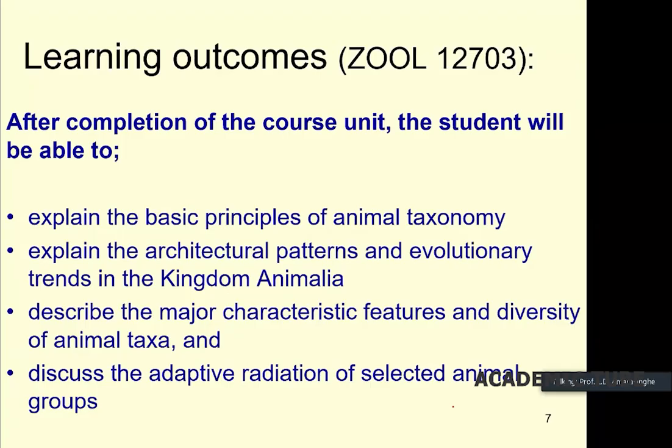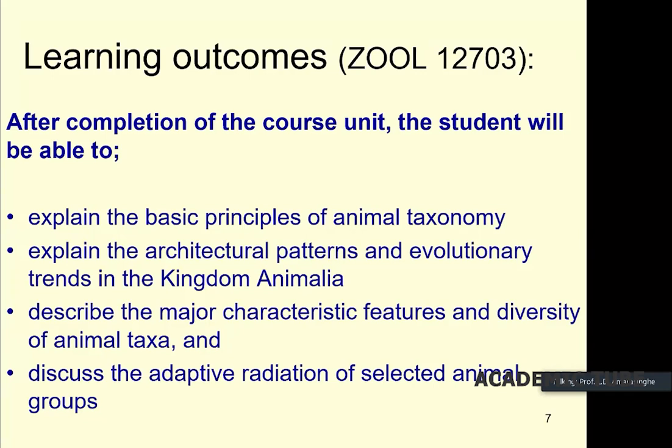So if we take now the actual learning outcomes of this particular course module, that is 14703, what you are going to gain at the end of this unit, or what you are going to achieve, or what you are going to be able to do after following this course.